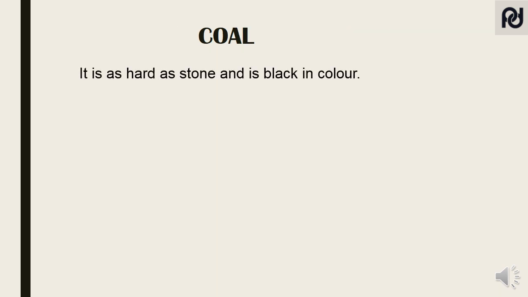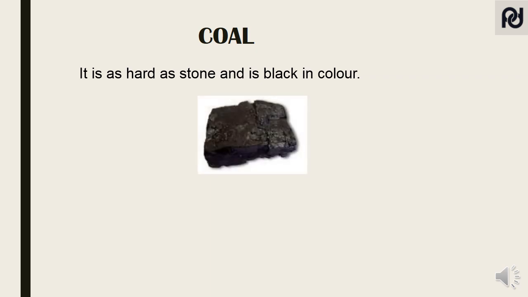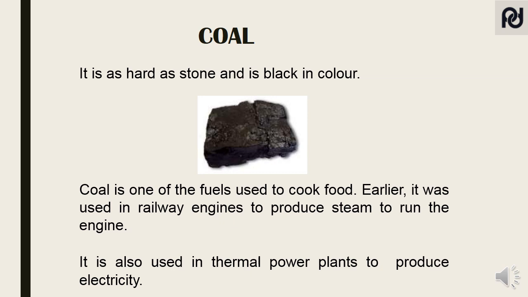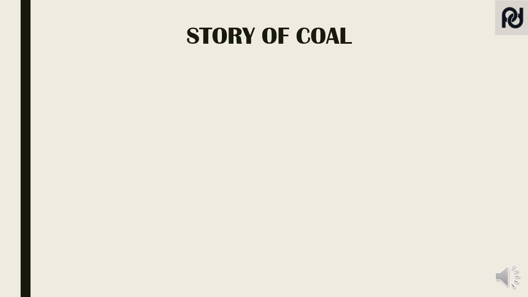Coal. Now coal is as hard as stone and it is black in color. Probably you all have seen what coal looks like. Coal is one of the fuels used to cook food, and in the earlier days we were using it even for powering our railway engines. It is also used in thermal power plants, so that when we burn the coal, it produces steam, and with the help of that steam we are able to produce electricity.